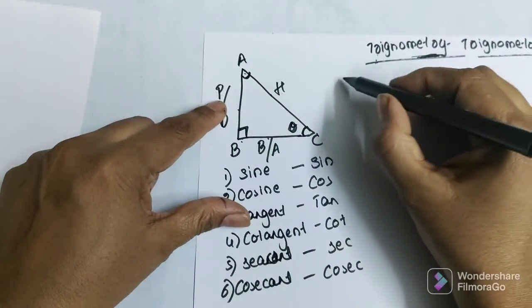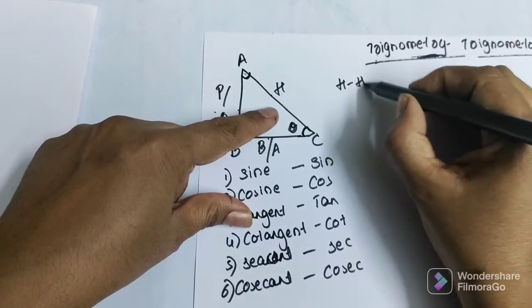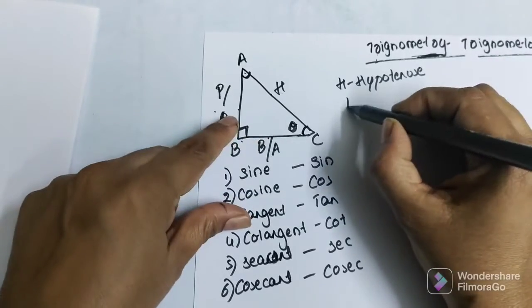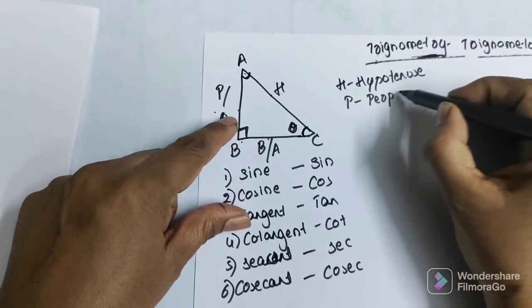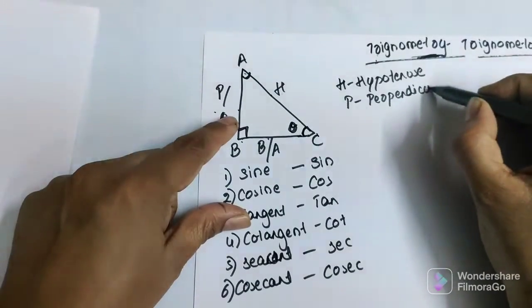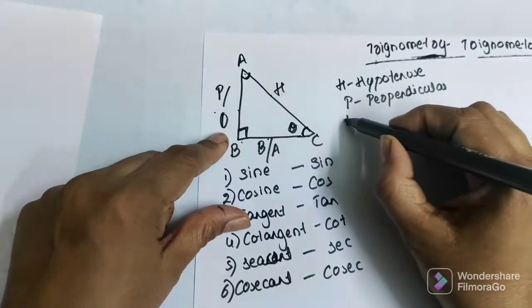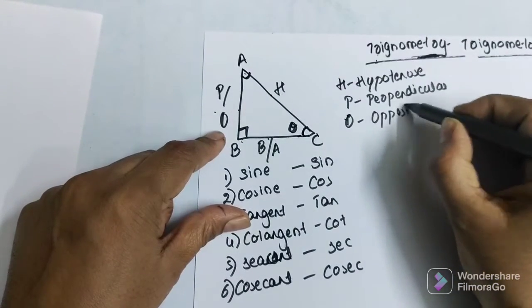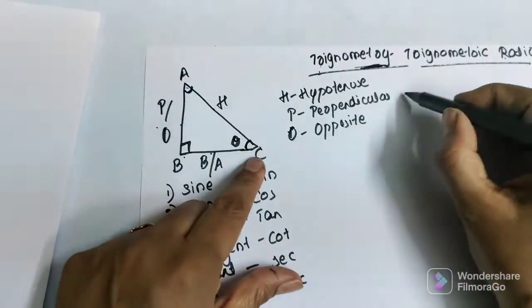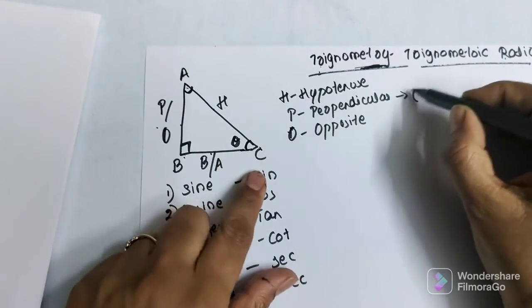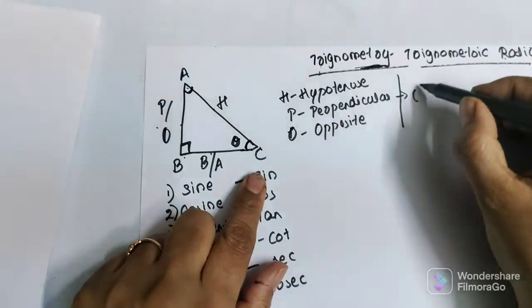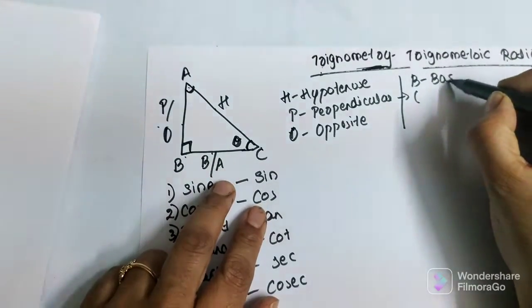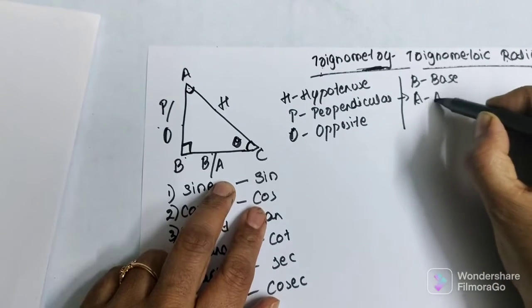If you want, I'll write what each of these stands for. H stands for hypotenuse. P stands for perpendicular. O stands for opposite. And also, let me put one line here, B stands for base, and A stands for adjacent.